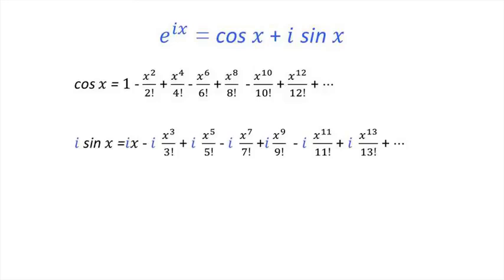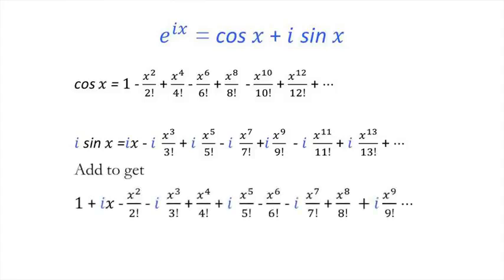Cosine of x is written out there. You've seen that, so you don't have to think beyond that. You now believe that. Sine of x is written out here, and I'm multiplying it by i, so ix minus i times x cubed over factorial 3, plus ix to the 5, minus, and so on. All I've done is put the i in. Now I'm going to add them together, and I'm going to rearrange so that I do it in increasing powers of x: 1 plus i times x minus x squared over factorial 2 minus i times x cubed over factorial 3. So I'm just interleaving the two series so that they're in ascending powers of x.